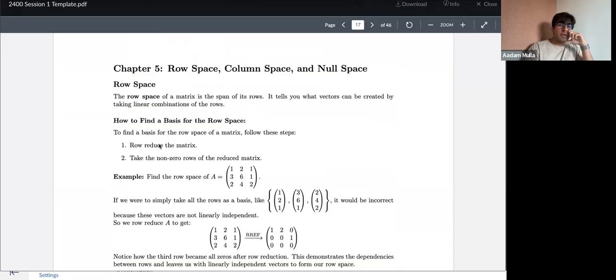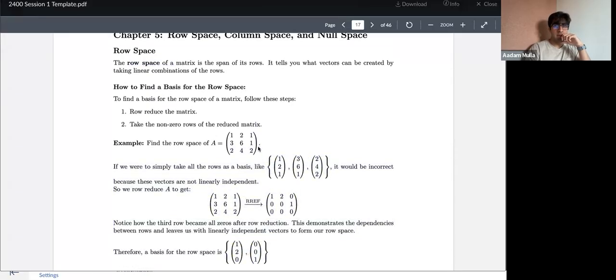Row space, column space, and null space. This is kind of what we've been building up to. The row space of a matrix is the span of its rows. It basically says, here's my matrix A, here are its rows. What can we make with these rows?